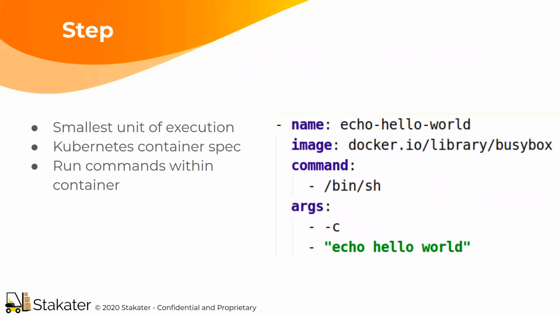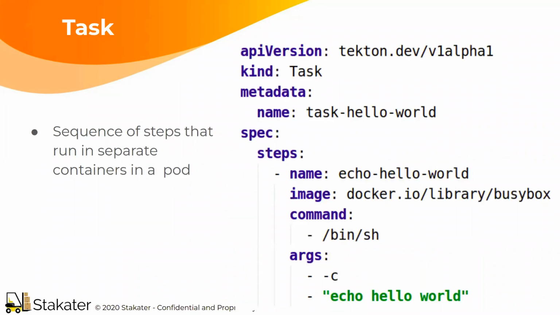So we had the smallest unit of execution that we called a step. Then we had a task in which we defined a series of steps. But when we define a task, it does not mean the task will be executed. I compare it with a function in a programming language. Defining a function is one thing, and calling a function is another. So right now, when we create a task, we don't run it. We just define the task.